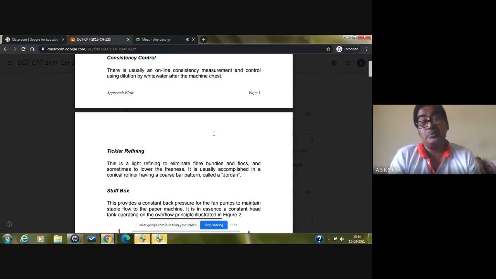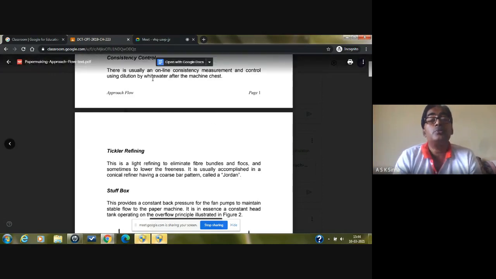So we are doing the measurement online. That means in the pipeline itself, we can measure it and control it with the help of the addition of dilution water. Generally we are adding the white water. That means the water which is being drained from the paper machine. It has all the chemicals, but the fibers will be in a very small percentage, generally 0.1 or 0.05%. So basically it's water only, having some very fine particles of the chemicals being added here, having a slightly whitish color. That's why it is called white water. So we are adding the white water here and we are maintaining the consistency.